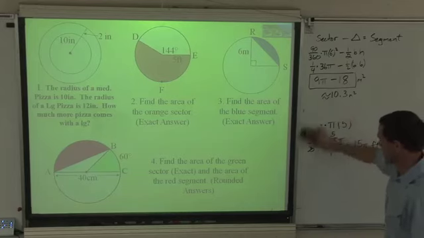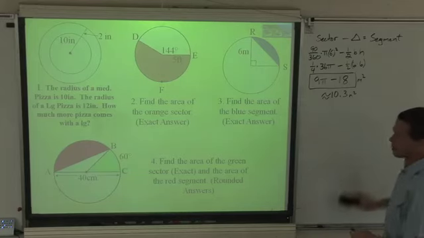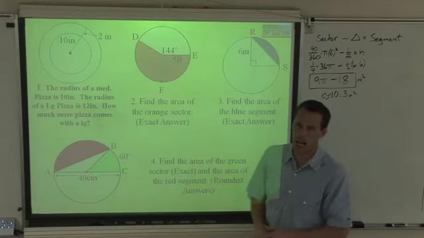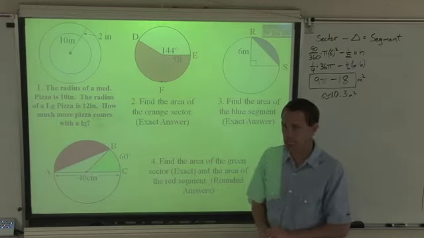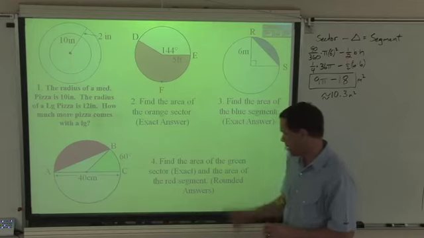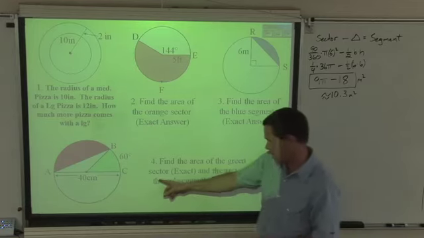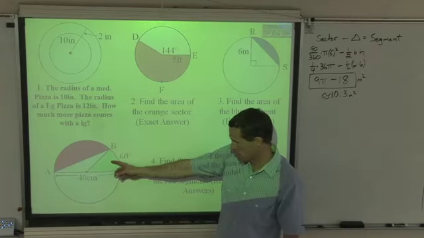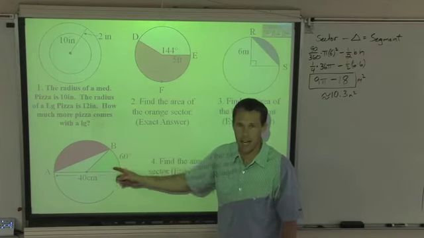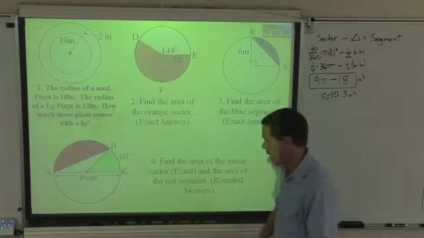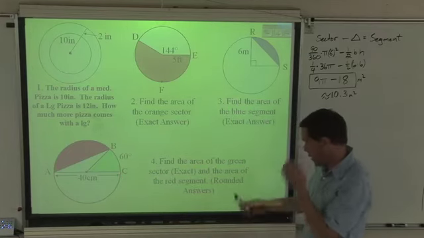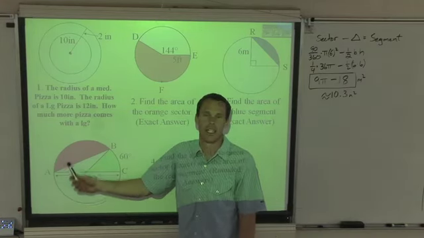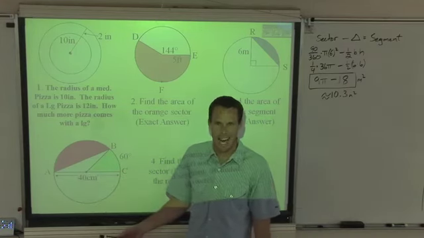As we look at the final example, we will end up doing this example in class. You can try this one on your own if you'd like and see what you come up with. Find the area of the green sector. You can try to find this value here. It comes out as a fraction. And then also, try to find the red segment. Now this one is very difficult. That's why we're going to do it in class.